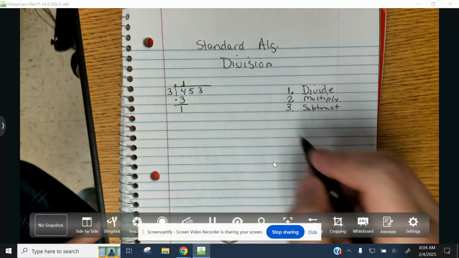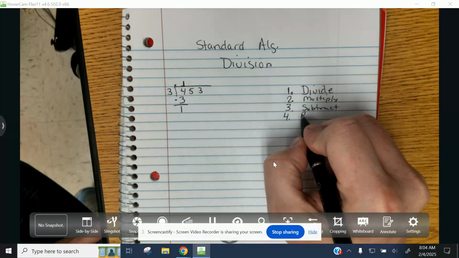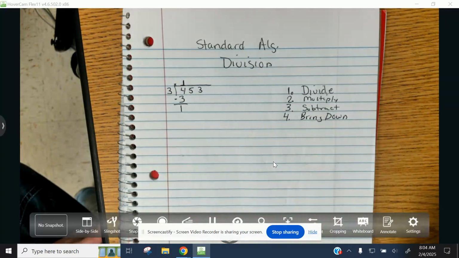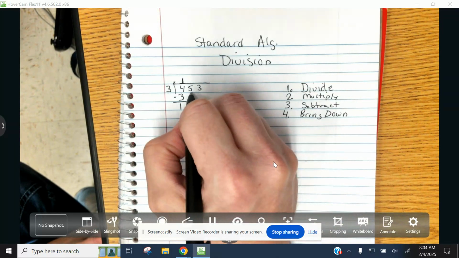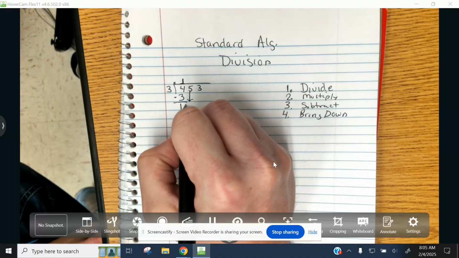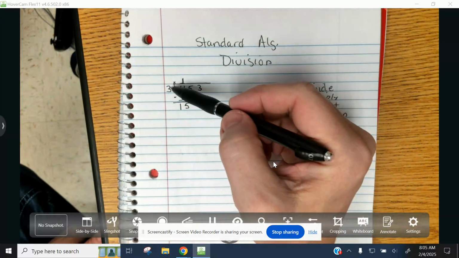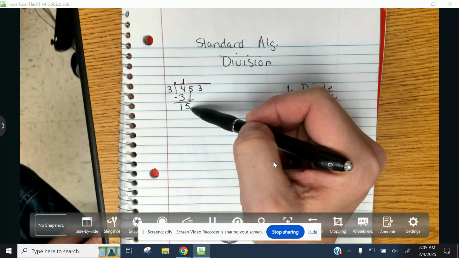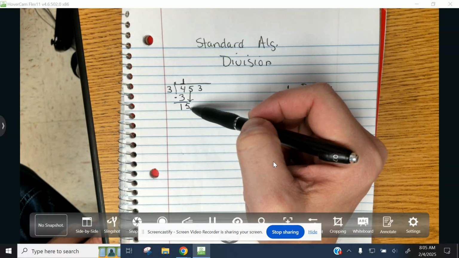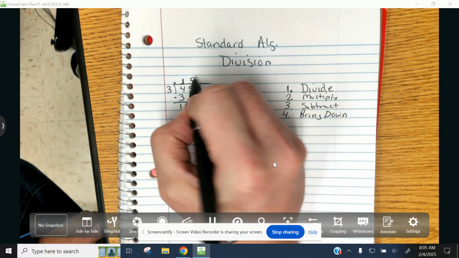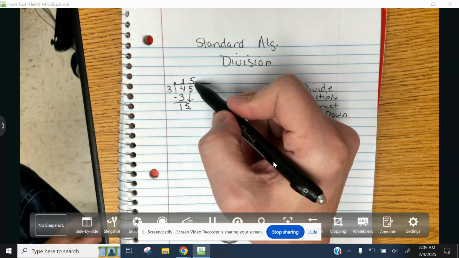Now, this is a new step. This step is called bring down. You are going to bring down the next digit. Not all digits, the next one. So you're going to pull this 5, and he's going to now go down here, and now you have the number 15. So now you're going to ask yourself, how many times can 3 go into 15? You're going to say, well, know your facts, 5 times. So the 5 goes right above it because the number you drop, that's where the next digit will go.